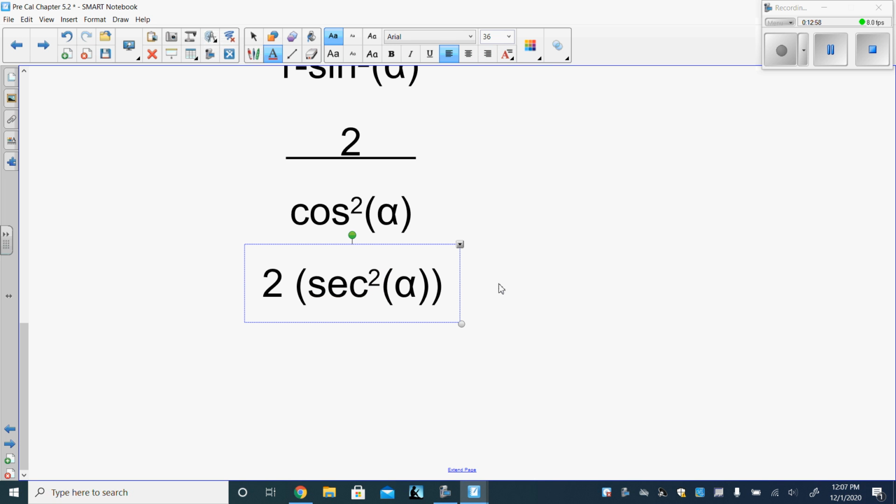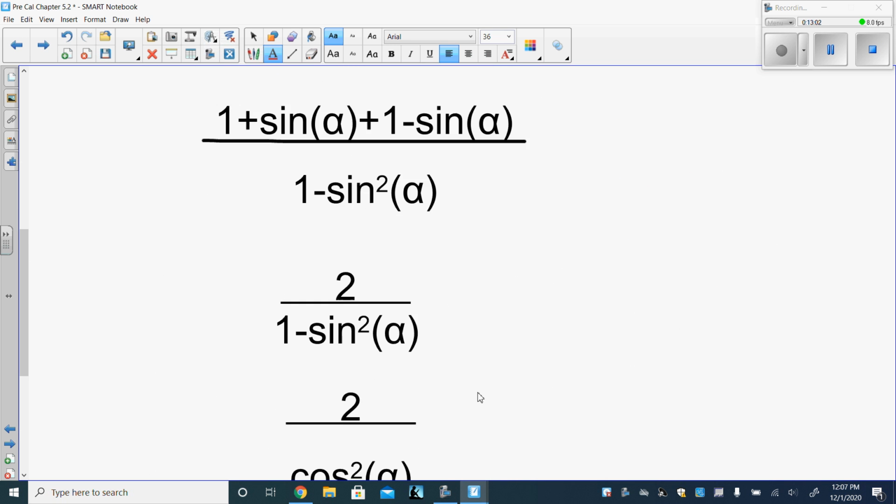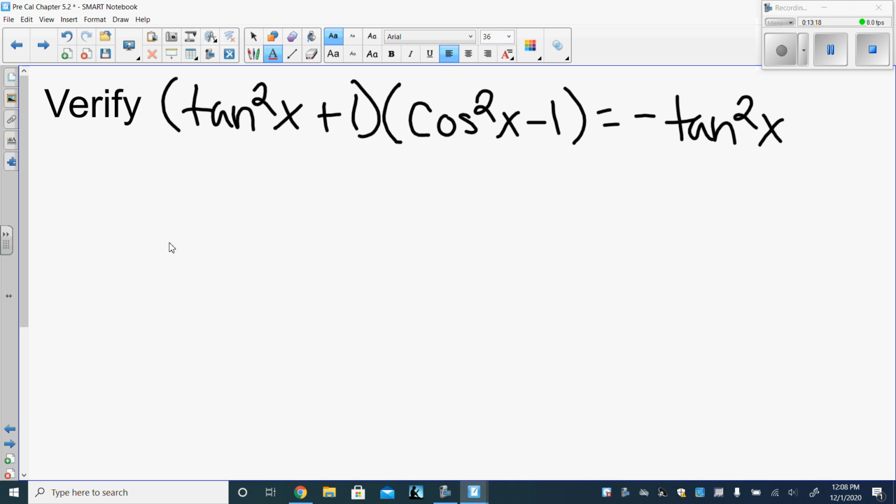And that's it, because we have what we wanted. Because we wanted 2 secant squared of alpha, and we've manipulated it down to get 2 secant squared of alpha. And we're done. So a lot of this here is manipulating the equations to get them to what we want, or what we want them to look like. All right, so let's look at this one here.